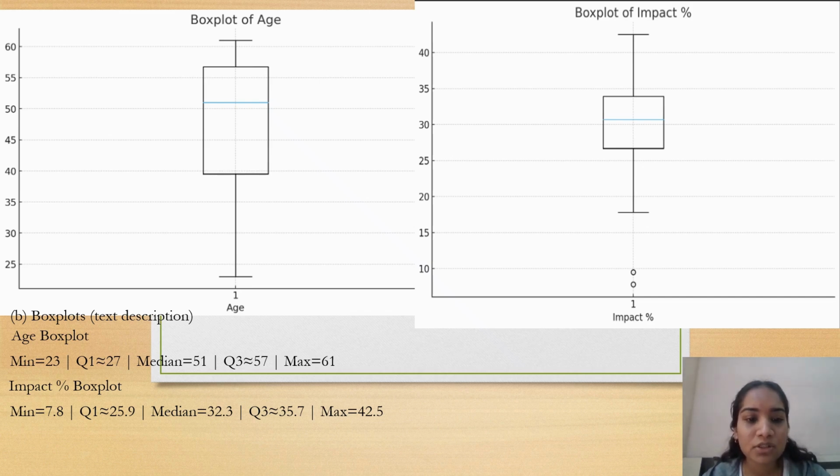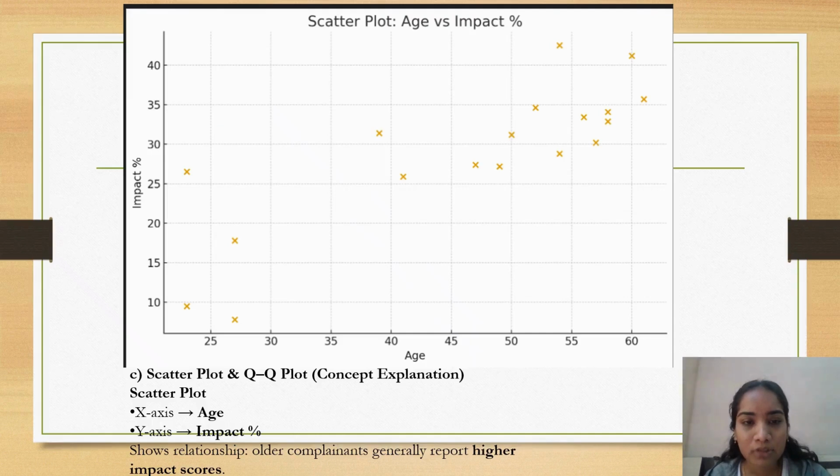So to summarize, the age mean is 41, median is 51, and standard deviation is approximately 13, and the impact percentage mean is 25.5 percent, median is 32.3 percent, and standard deviation is 10.36. Box plots confirmed the spread, and the scatter plot, as shown in the current slide, showed no strong relationship. That's it. Thank you.